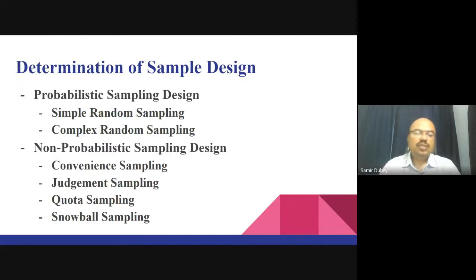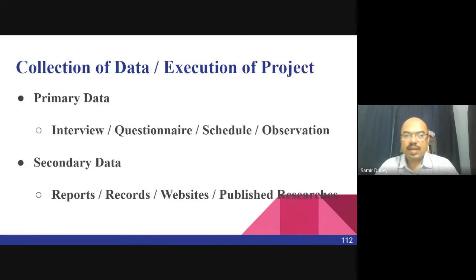So that is what is known as snowball sampling, in which people join with the help of reference of one another. Then the next step is we collect the data for execution of the project. When we collect data, there are two different types: primary data and secondary data. Primary data is the data which you are collecting for the very first time. We can use different techniques for collecting this data.